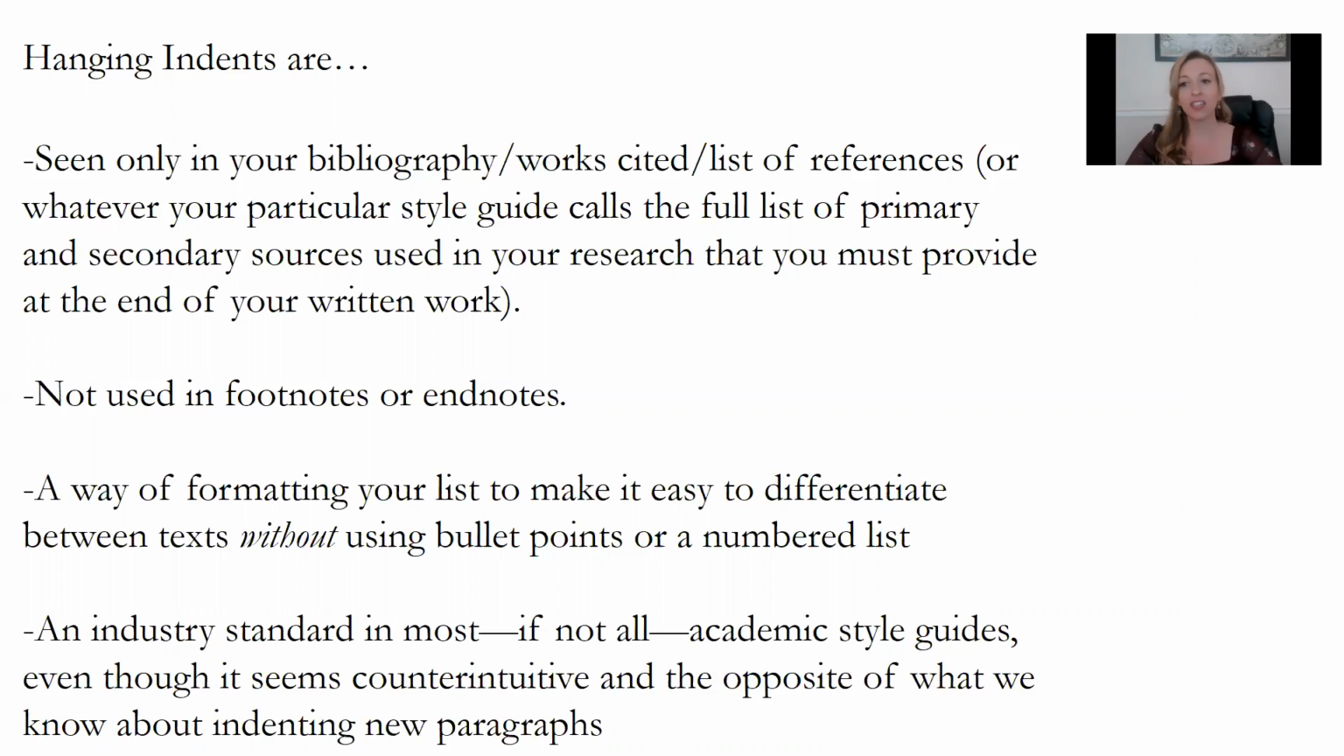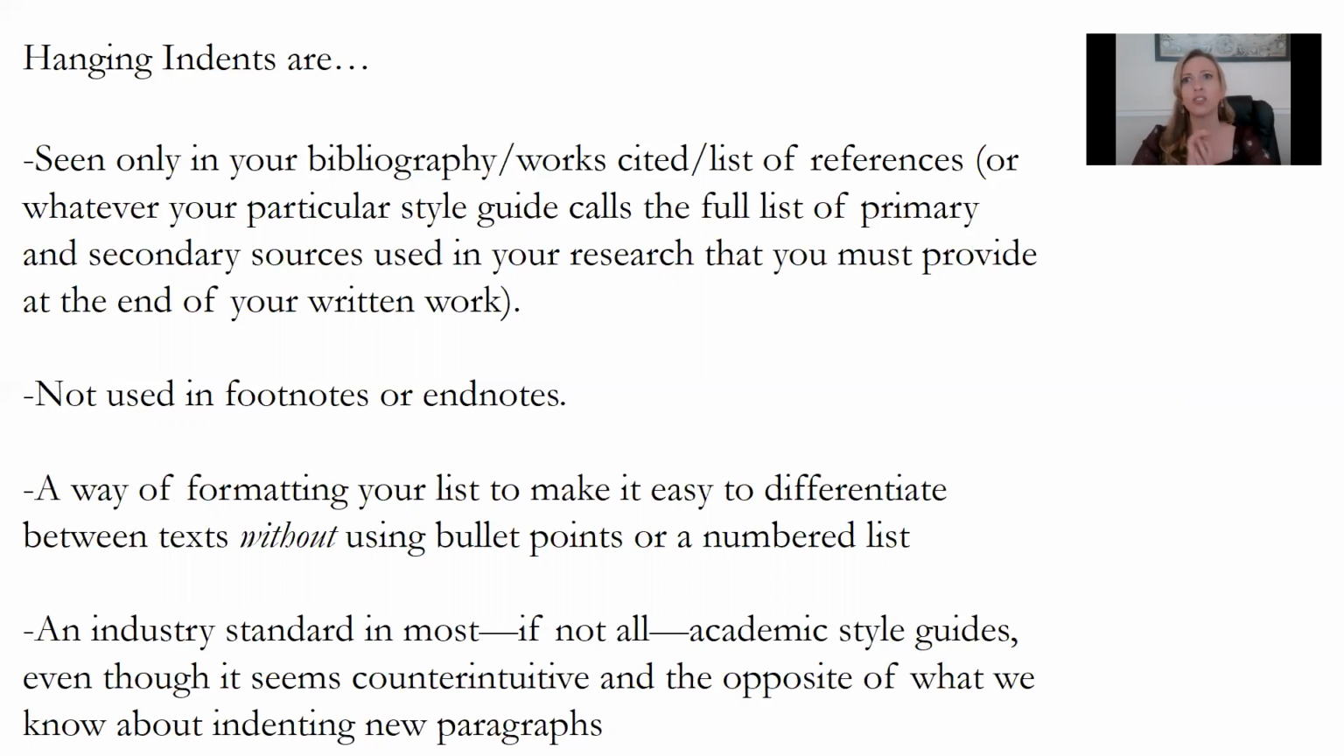So hanging indents are only used in the list of works cited at the end. They're not used in footnotes or endnotes if that's something that your style guide requires. And it's just a way of differentiating between texts in that list without using bullet points or a numbered list. Generally speaking, bibliographies or lists of works cited never use bullet points or a numbered list.